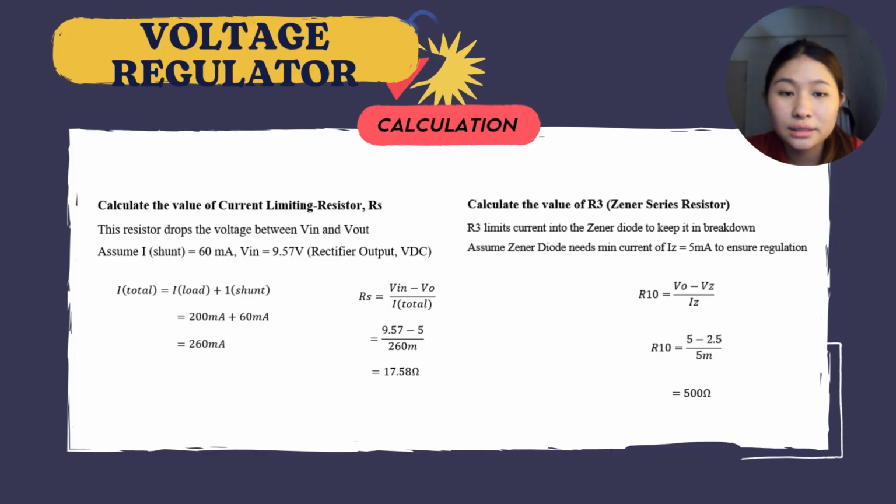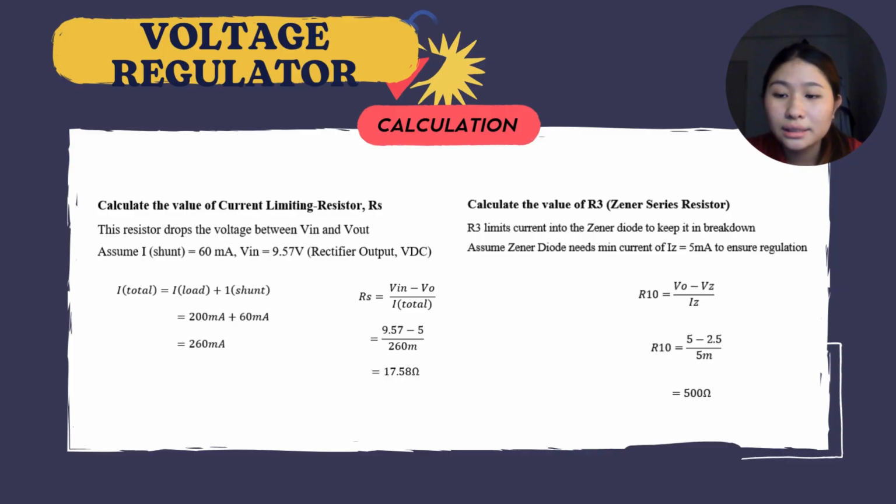The resistor is needed to drop the voltage from input voltage to output voltage. The formula for calculating RS is input voltage minus output voltage over total current. And the current limiting resistor is 17.58 ohm.